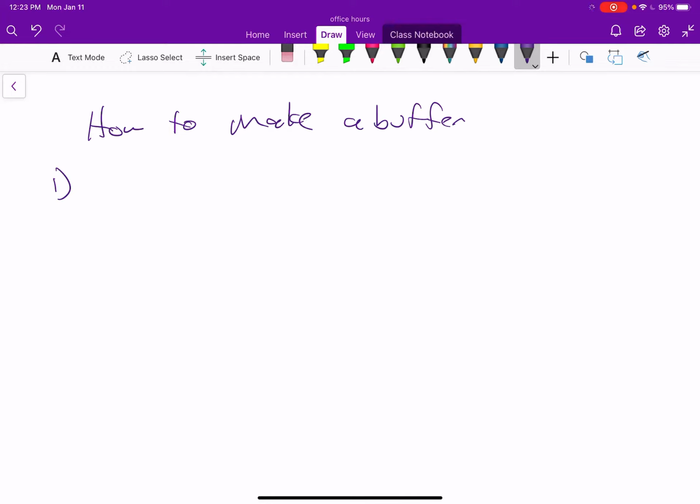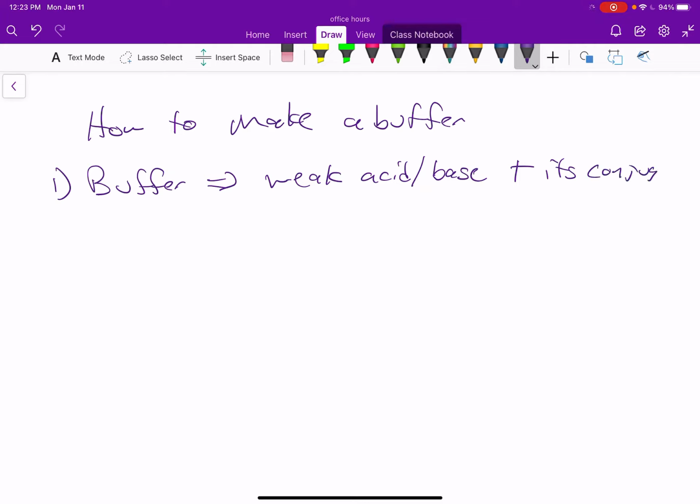Okay, so let's think about this first question. What do you need to make a buffer? Remember that to have a buffer system, you need to have a weak acid or base and its conjugate. There's two ways you can do this. The first one is, let's just put both of those things into the beaker. We've got our beaker here, and we're going to put in a weak acid or base, and we're going to put in its conjugate.